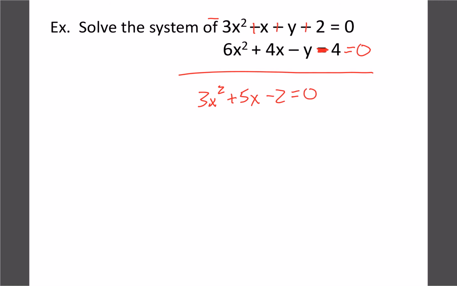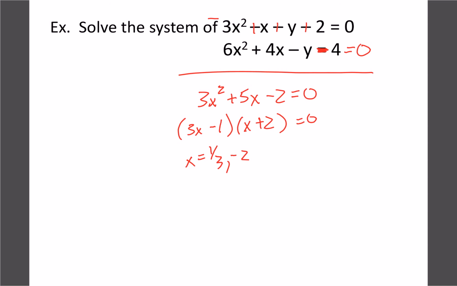minus 2. And when we did this one the other day, we got 3x plus 1 and x minus 2, I think was the right answer. Oh, backwards again. So that should have been 3x minus 1 and x plus 2. So our solutions are 1/3 and negative 2.